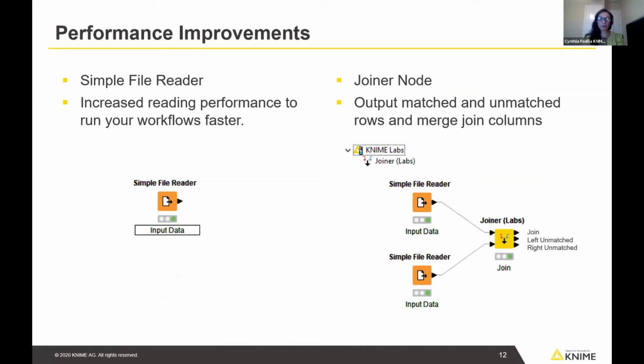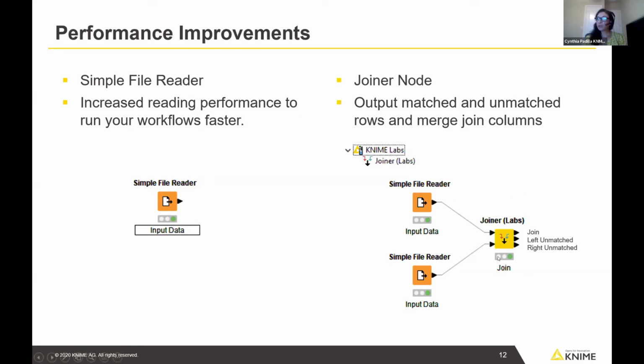Moving on, more performance improvements. We have the simple file reader. As you recall, we have a file reader. Now, the simple file reader has fewer options to provide additional performance. It is very similar to use as the file reader. Internally, within our testing and our sample files, we've seen on average three times faster than the generic file reader. You may see something different depending on your files and your environment, but you should see an improvement.